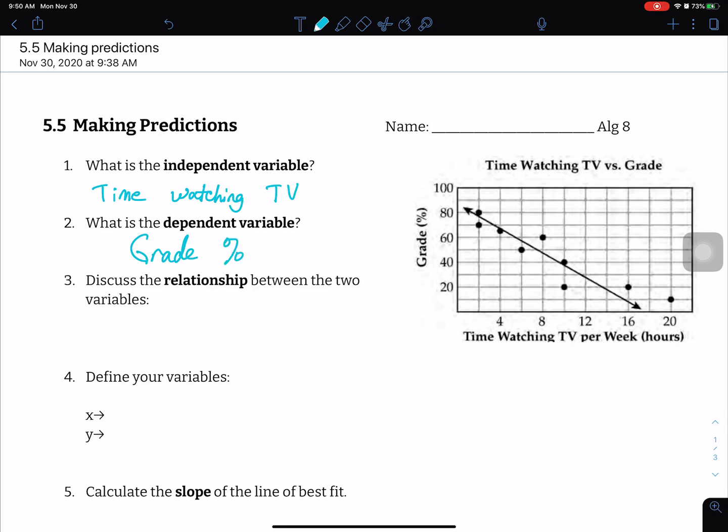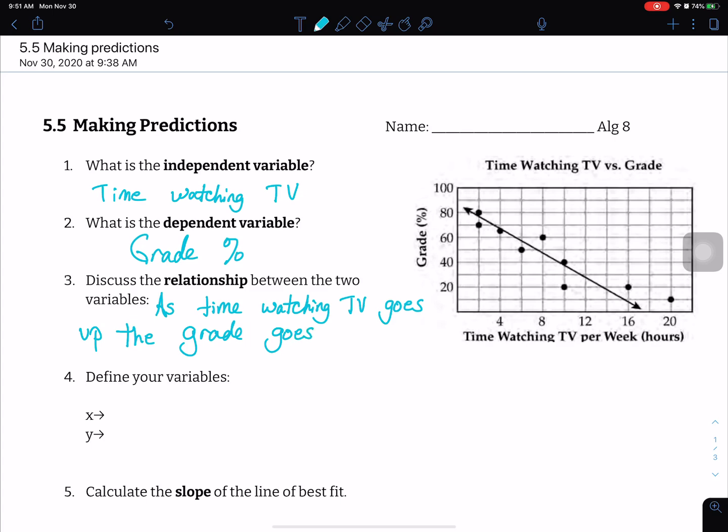The relationship between the two variables. So we always look at the independent variable and say as the independent variable increases, but instead of saying independent variable, so as time watching TV goes up, then we talk about what happens to the grade. As time watching TV goes up, or you could say increases, that sounds really smart, the grade goes down or decreases. And that relationship is what happens as my independent variable goes up, what happens to my dependent variable.